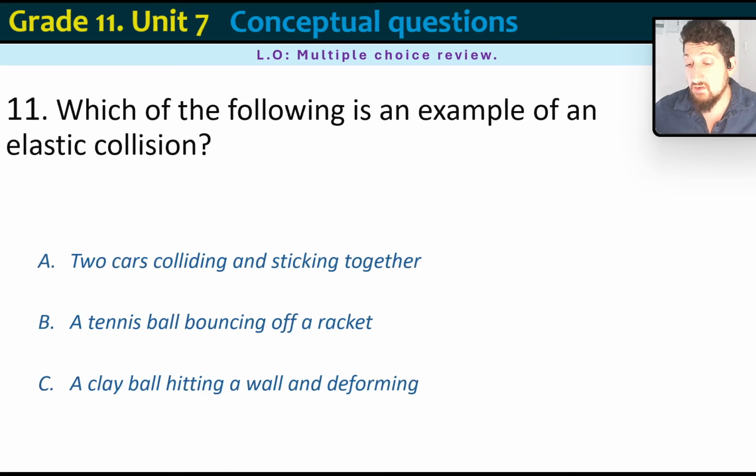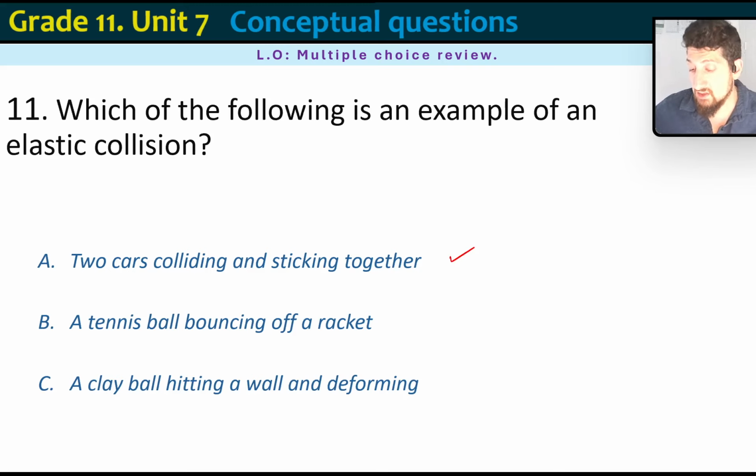Next, which of the following is an example of an elastic collision? As we said, an elastic collision is one where the objects do not stick together. So the two cars colliding and sticking together, that is elastic? That is the right answer.